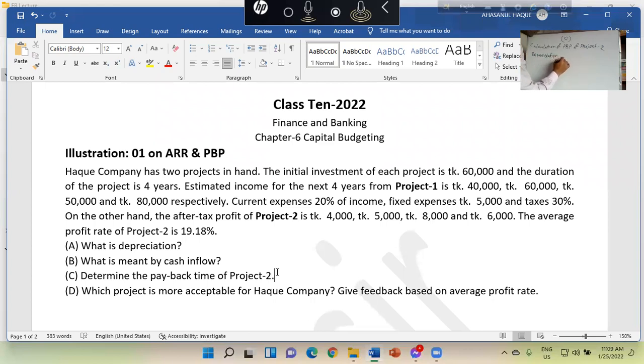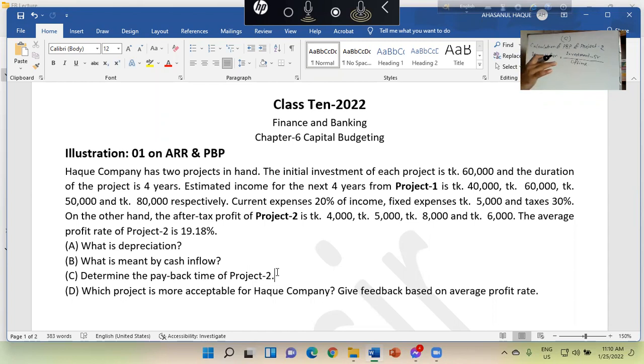Depreciation equals investment divided by lifetime. Investment minus salvage value. If there is any salvage value, we have to deduct it from the investment, but there is no salvage value. Is there any salvage value?